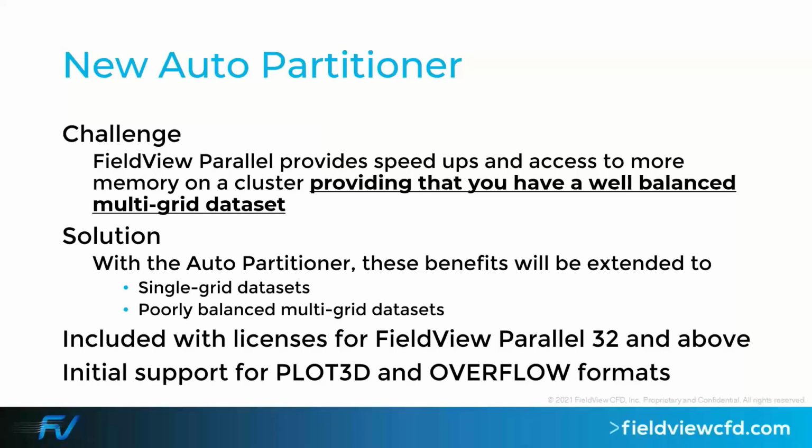You can have multiple reasons for that, but typically it's either single grid or the grids are coming from the topology, from the meshing process, and not from how the solver partitioned it. So what we're doing with the Auto Partitioner is extending the benefits of MPI parallel to users of structured data with single grid data or poorly balanced multi-grid datasets. Now, this is a very unique capability. To our knowledge, no other post-processor has anything equivalent to repartition data like that on the fly.